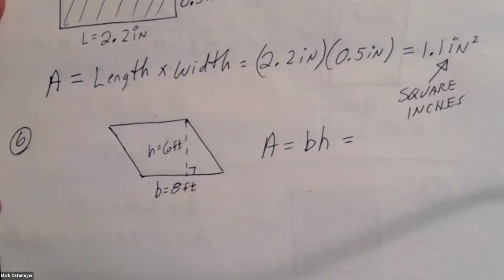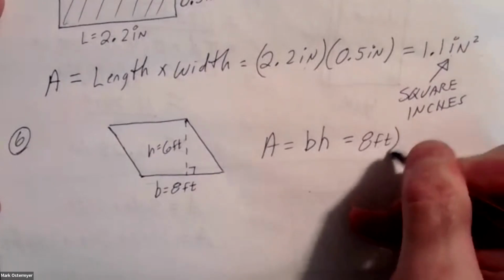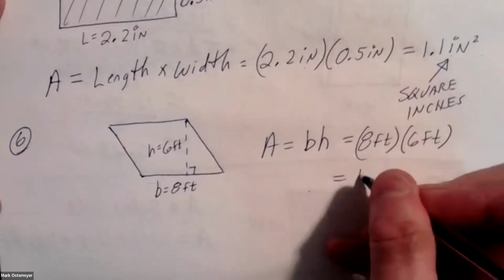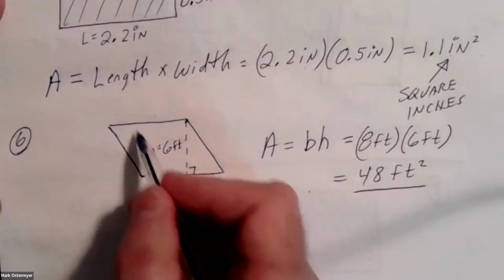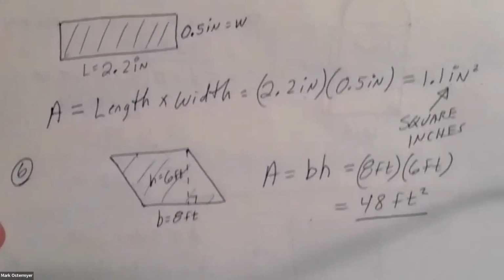You see that there? So the base would be 8 feet times the height, which is 6 feet. Ladies and gentlemen, we're looking at 48 square feet for the area of this parallelogram, 48 square feet. Is this making sense, how we're computing areas of geometric shapes so far?